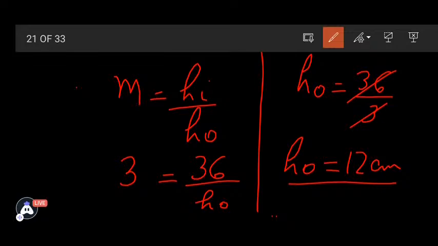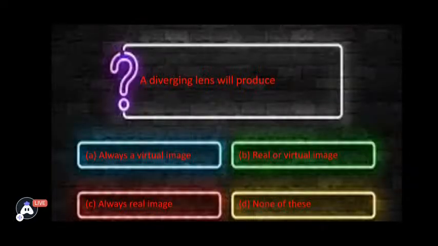Very good. Moving ahead to the next question. A diverging lens will produce. Okay, so the diverging lens will always produce, first one says a virtual image, second one says real or virtual image, third we have always real image, and fourth none of these. So you need to tell what a diverging lens will produce. First of all, we need to think which is a diverging lens, whether it is a convex lens or concave lens. Yes, convex lens is a converging lens and concave lens is a diverging lens.